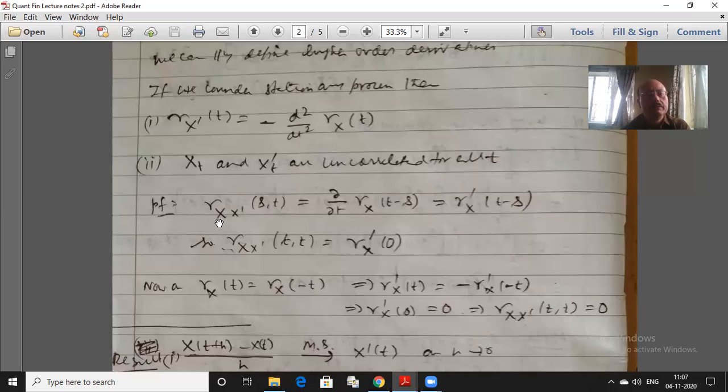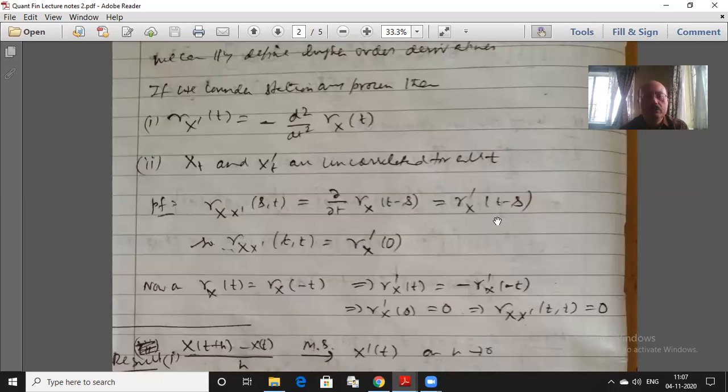So I'm looking at the correlation between x_s and x prime_t. This expression means it's a covariance between x at s and x prime at t. And I know that that will be given by ∂/∂t of r_x(t minus s), because it's stationary. We have already started out with stationary. And that will be given by the derivative of the covariance function of x at t minus s.